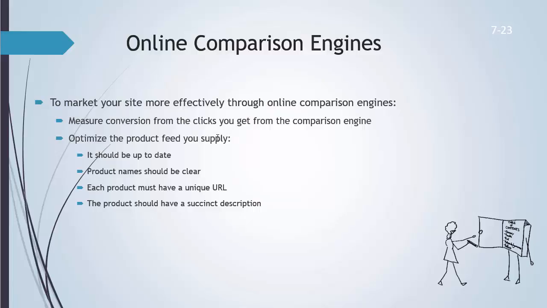And so you want to make sure that the information that you're providing to these comparison engines is up to date. You have good, clear product names. You have a unique URL for each product. So if you're selling cameras and a bunch of your cameras came up on that comparison, you want to make sure they all have different names and that they're going to have different landing pages so you can track where people are coming from and where they landed. Right? And have a good description for each product.